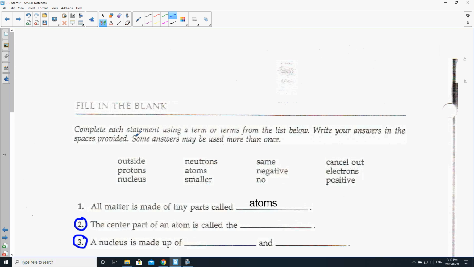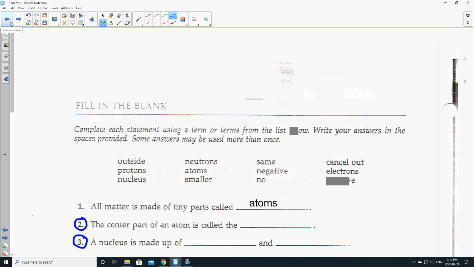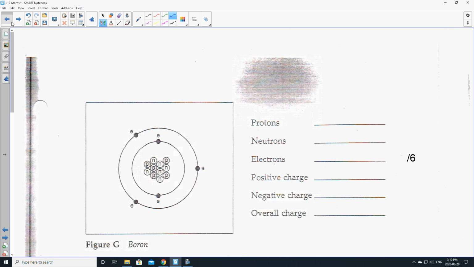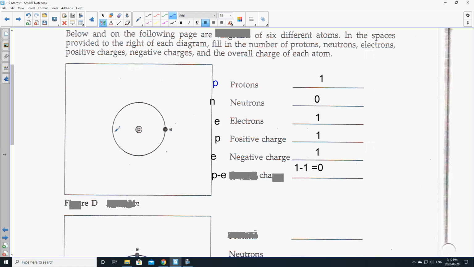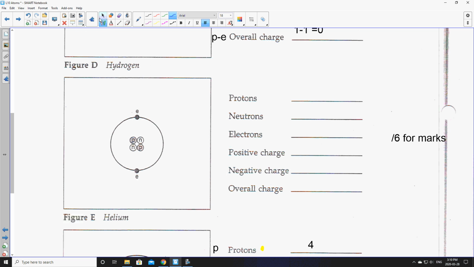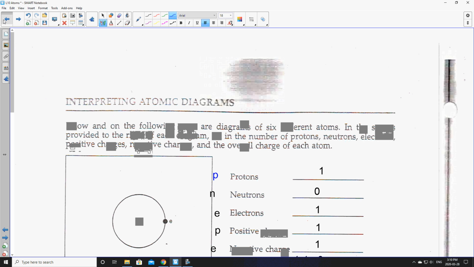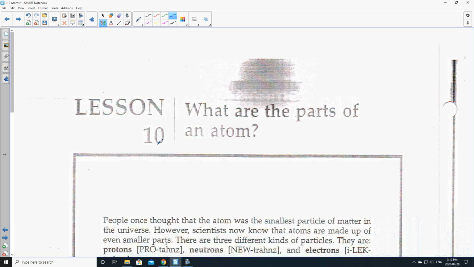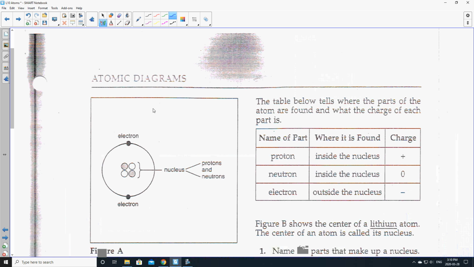Just as a side note, I'm sorry, I forgot. If you don't have a printer at home, what I would like you to do is simply write down your answers on a sheet of paper. So what you could write down on your sheet of paper is lesson number 10, lesson 10.